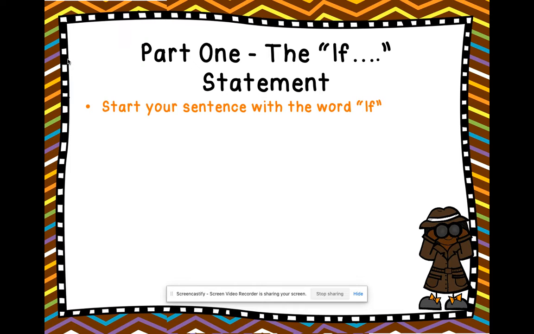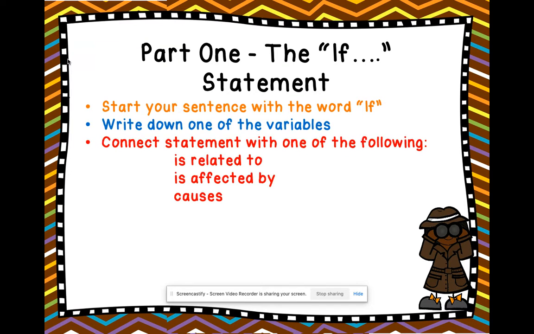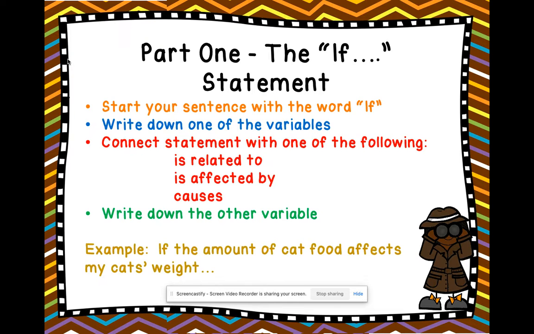Part 1. In your hypothesis, the if statement, start your sentence literally with the word if. Write down one of the variables, maybe the one that you're changing, from heads to tails, or what you're counting. Then connect the statement with one of the following: is related to, is affected by, causes. Then you write down the other variable. So whatever you wrote down first, you are then connecting it with the other variable.